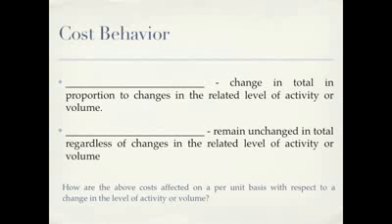Now let's look at cost behavior. The first behavior we'll look at is variable. So variable cost will change in total in proportion to changes in the related level of activity or volume. So the key word here in this definition is total. So note, variable costs change in total. Unlike fixed cost, which remains unchanged in total, regardless of changes in the related level of activity or volume. So again, the key word in both of these definitions is total. Well, if we know how they behave in total, how would they behave on a per unit basis?